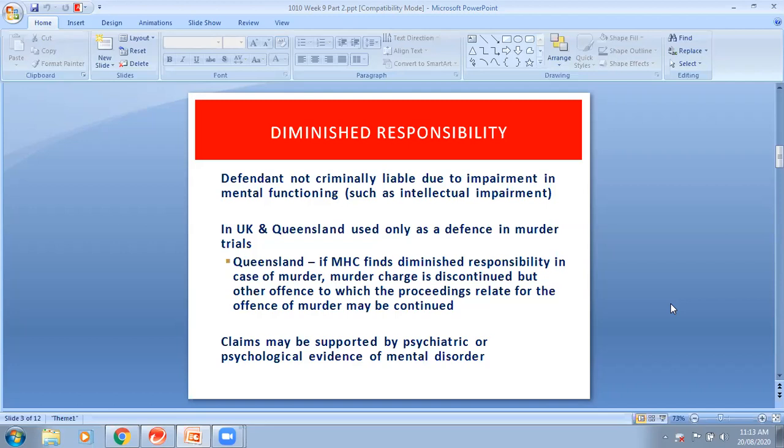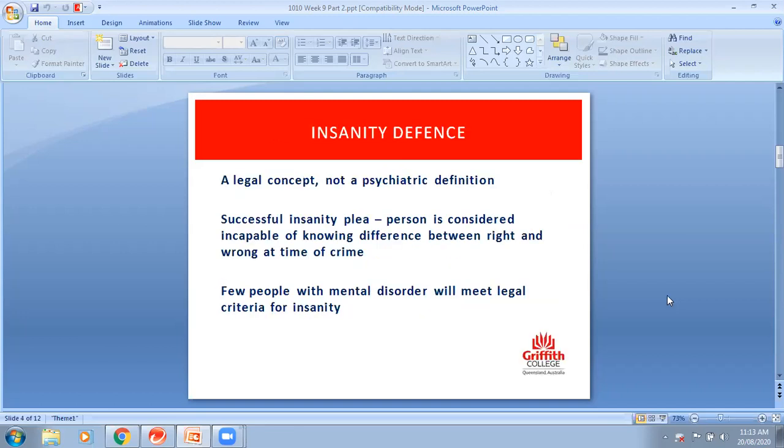Claims may be supported by psychiatric or psychological evidence of a mental disorder. So looking back to what was going on at the time they committed the offence. An insanity defence is a legal concept. It is not a psychiatric definition. A psychiatrist will not tell you you are insane. So it is a legal concept.